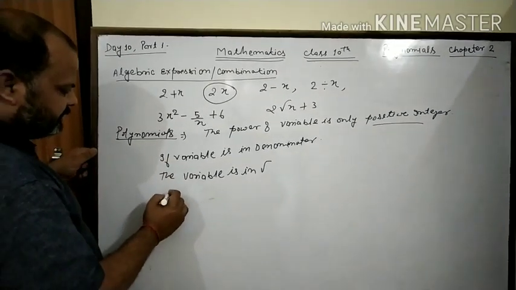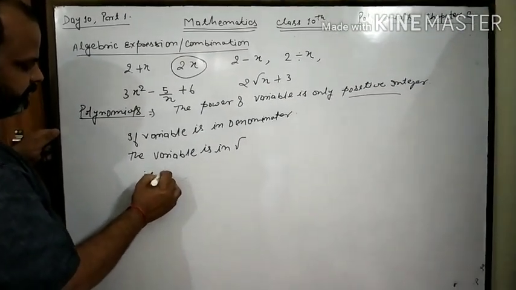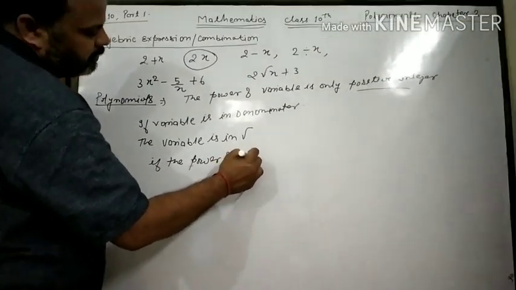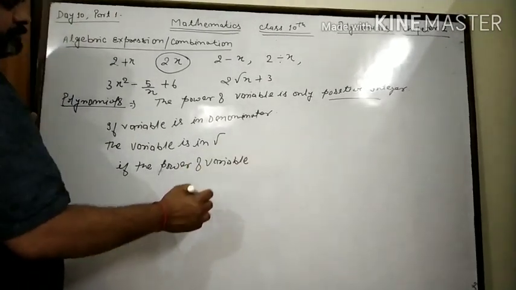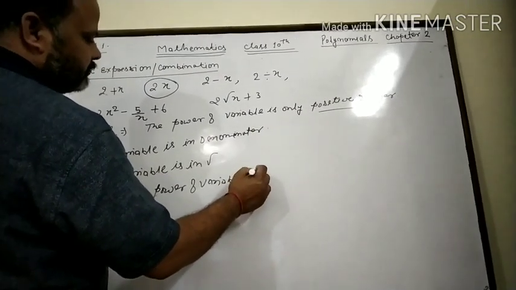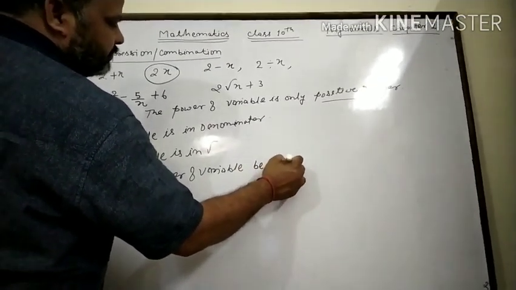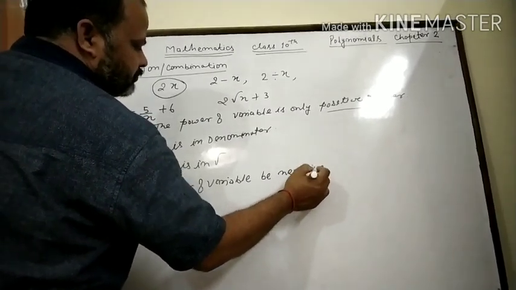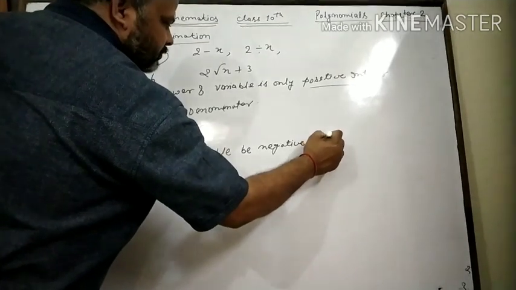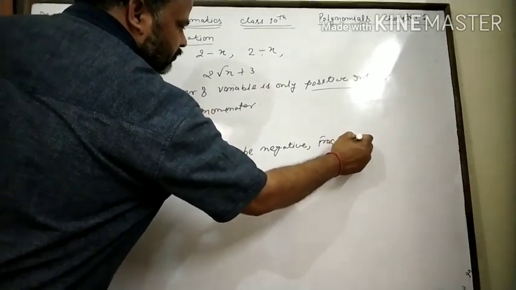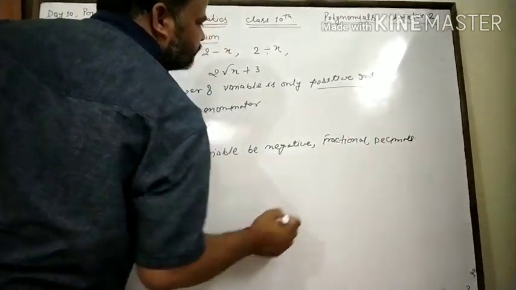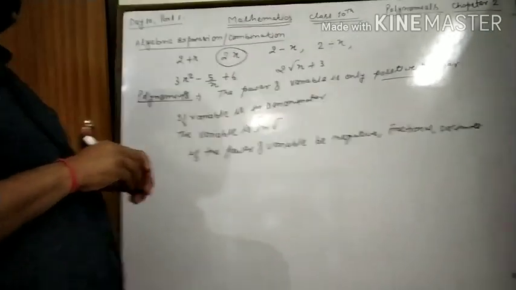In the same way, if the power of variable be negative or fractional or decimal, in this case it is also not a polynomial.